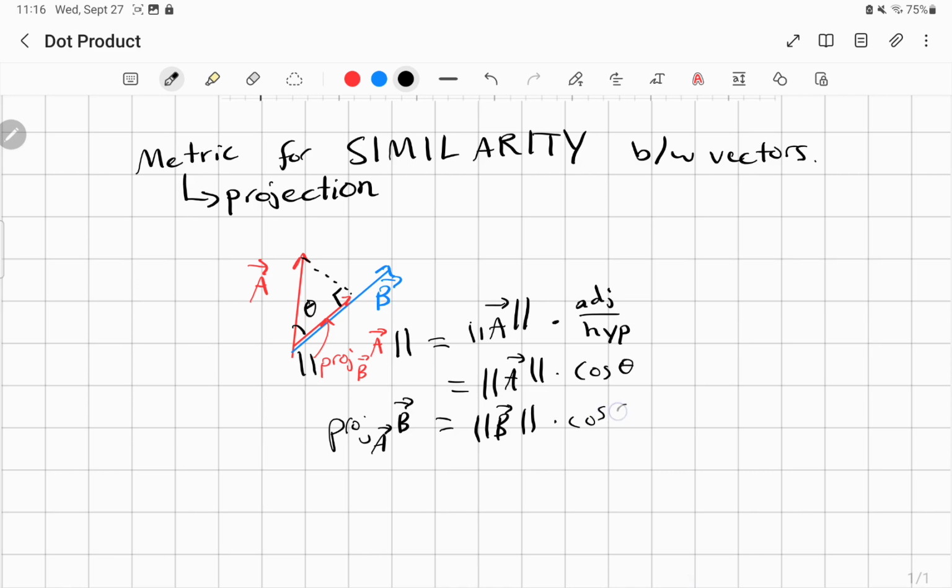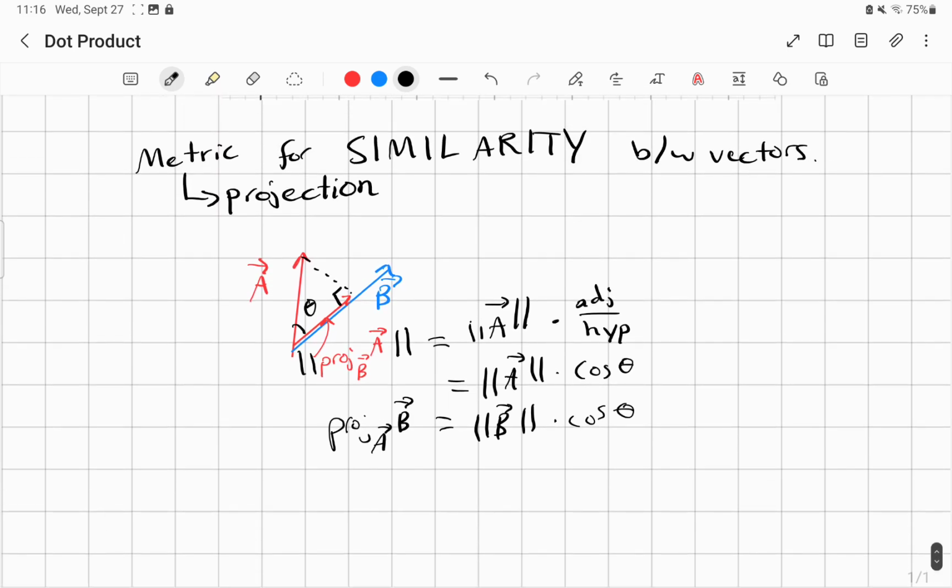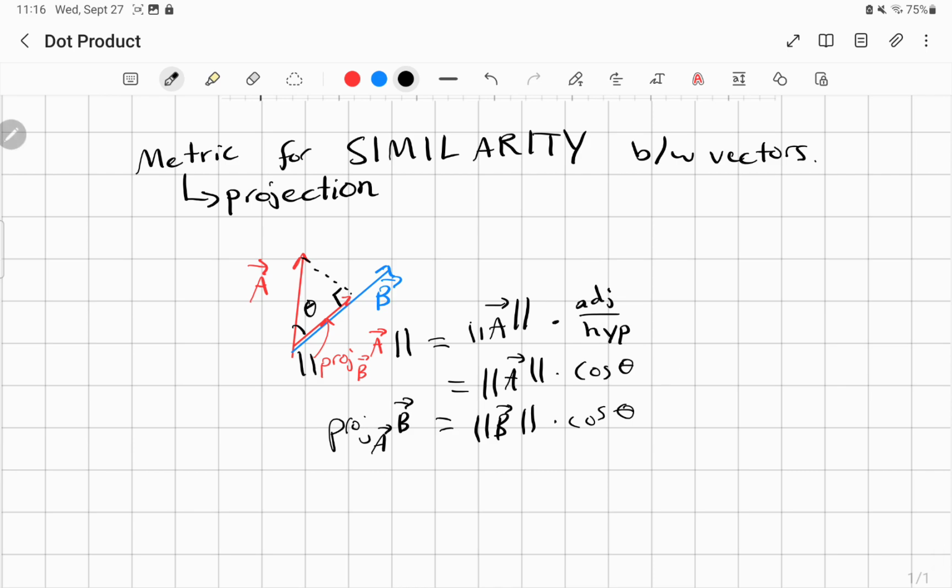But we want to figure out a metric that's symmetric, okay? So it doesn't matter if we're taking the projection of A onto B or B onto A. The metric that we want to get, we want it to be equal for both of them. So basically, we can just multiply this by the magnitude of B and multiply this by the magnitude of A, and then we get the cosine again, or we get the dot product again.